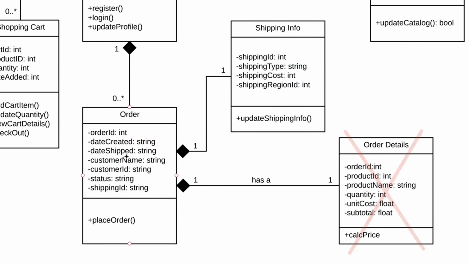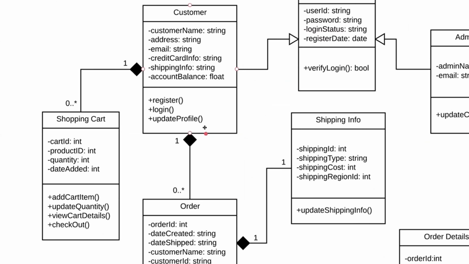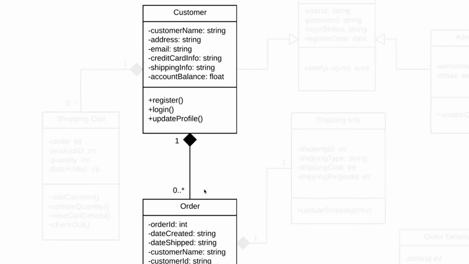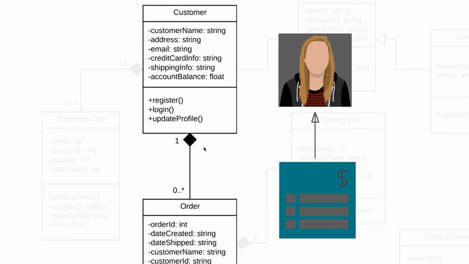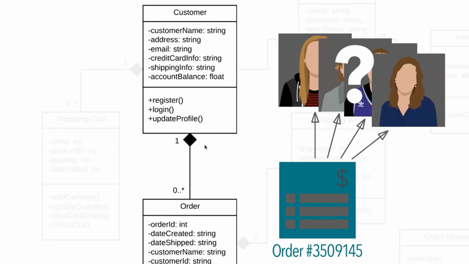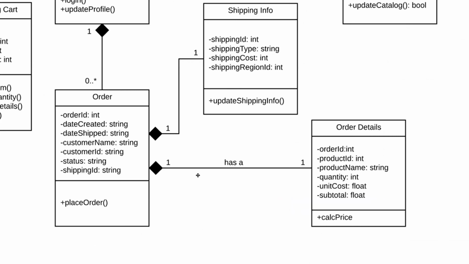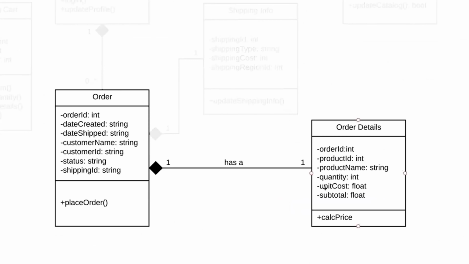The last thing we'll look at in this example is multiplicity. You can see that a customer can have 0 or many orders. Makes sense, right? You could create a customer account for an online store but never buy anything. Or you could be a frequent customer and place several different orders. Now, on the flip side, an order can belong to only one customer. It'd be pretty confusing if a specific order with a unique order ID was duplicated across several different customers. And here you can see a one-to-one relationship. Each order has one and only one order details, and order details belongs to one and only one order.